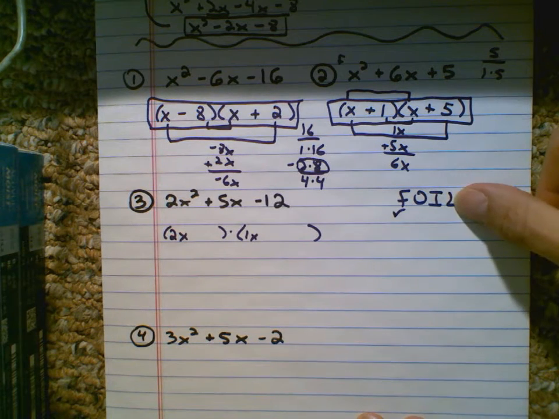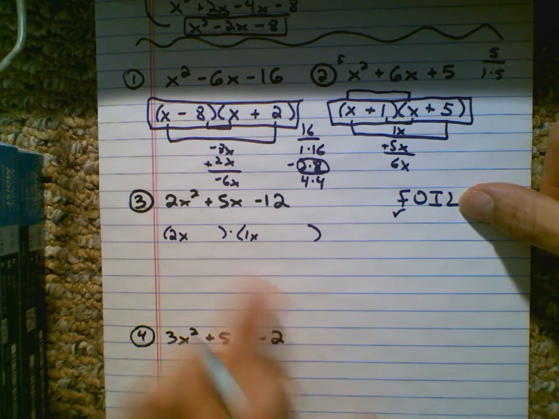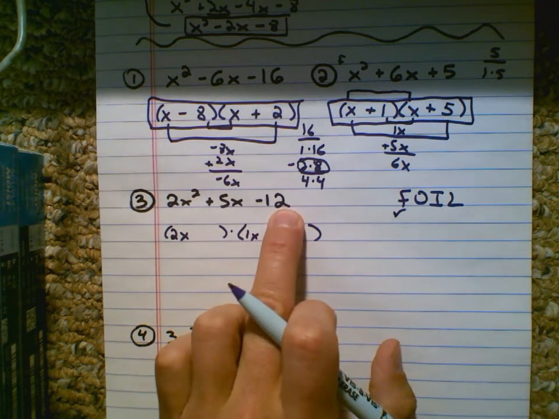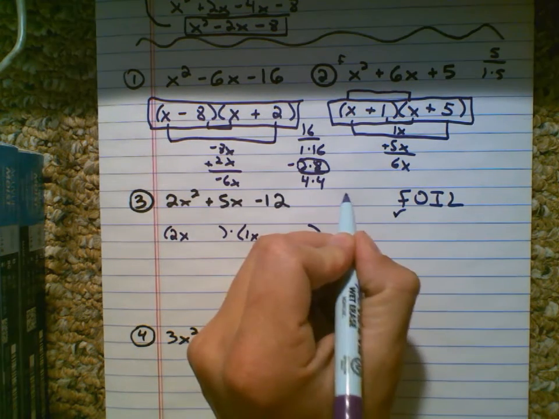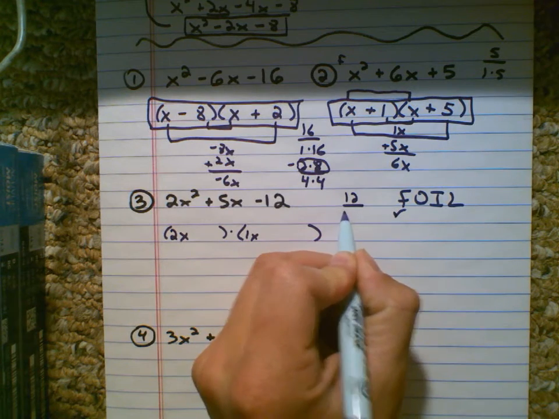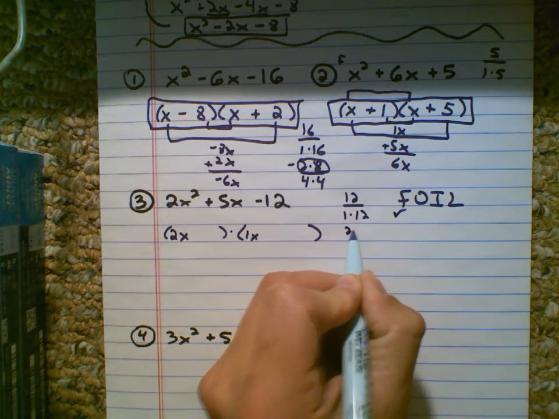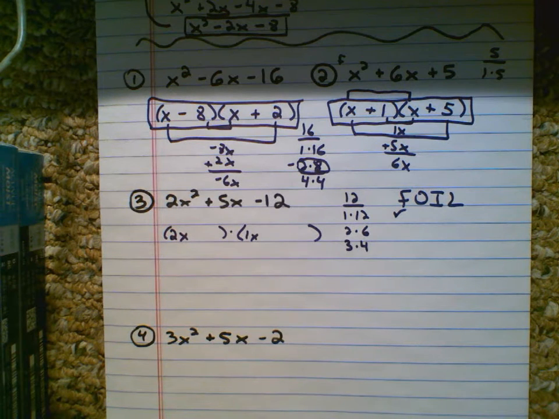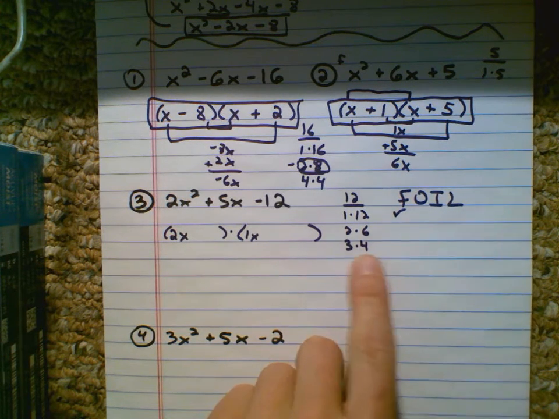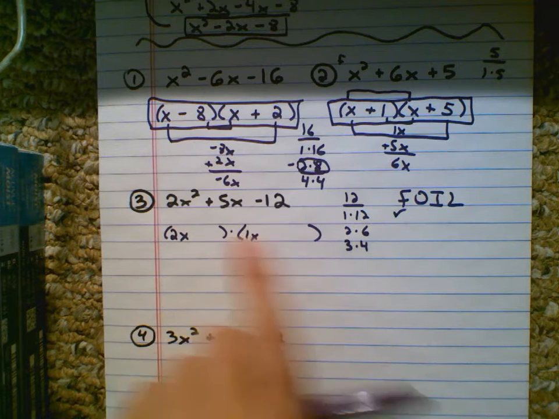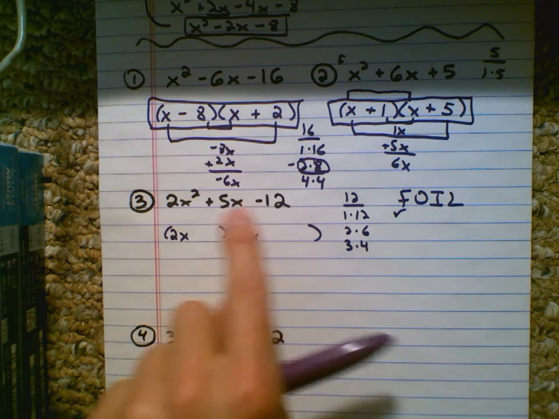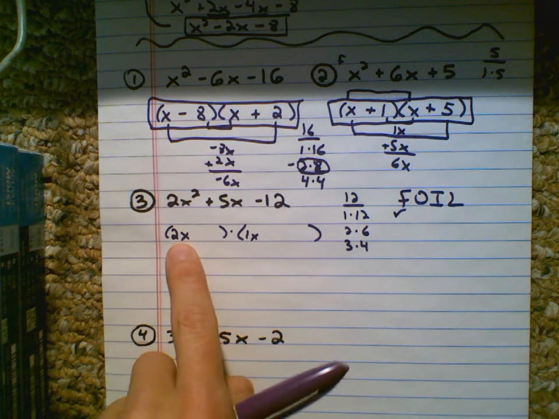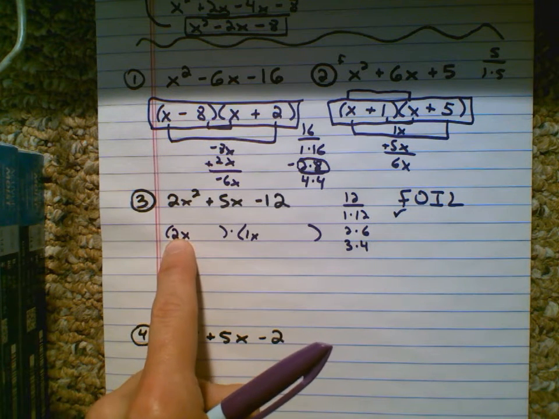Then I check the L. I ask myself, what times what in the last spots will give me negative 12? Well, off to the side, 1 times 12 gives me 12, 2 times 6 gives me 12, and 3 times 4 gives me 12. Now, I need to pick a pair that when I plug them in and check the O and the I, I'll get the 5x in the middle. But I have to remember that I have this 2x out front.